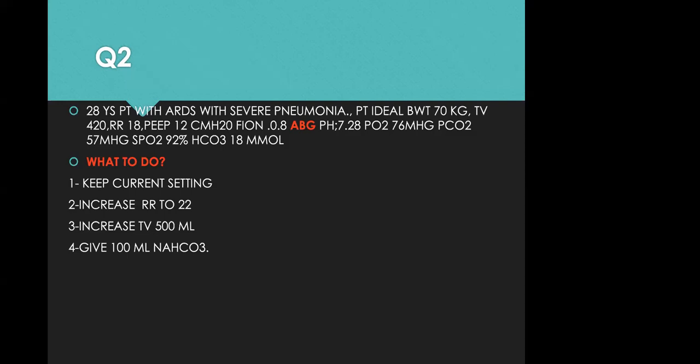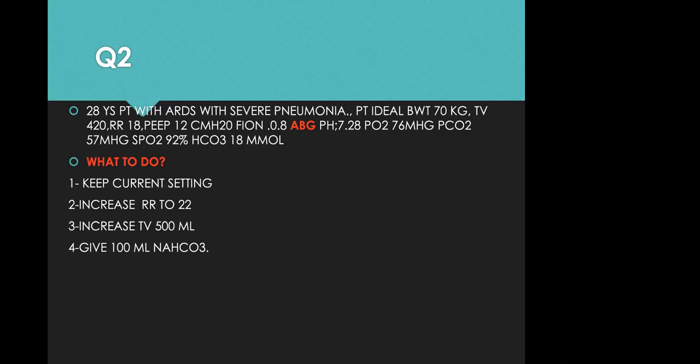So you have to keep in mind that you want to improve the minute ventilation, either by increasing the respiratory rate or increasing the tidal volume. Usually, if you have the space to increase the respiratory rate, it's better than increasing the tidal volume. Why? Because once you increase the respiratory rate, it will not affect the plateau pressure, but if you increase the tidal volume, the plateau pressure will be higher.